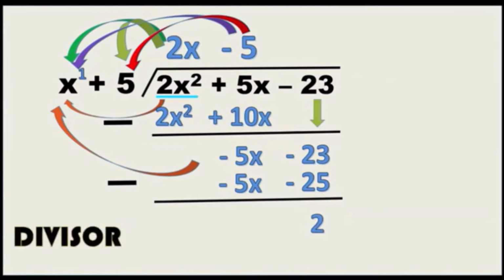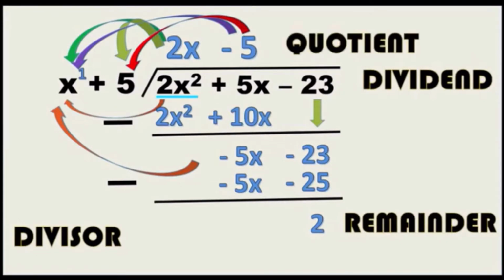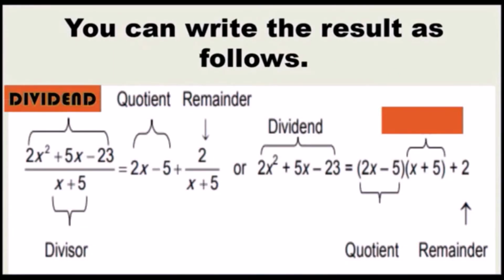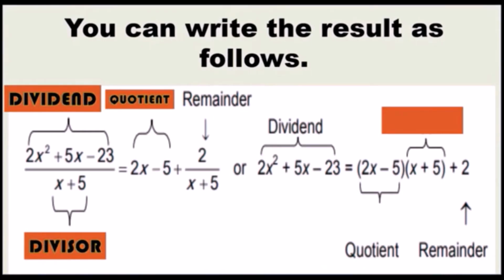Okay, so you have now the divisor. Next is the dividend, the remainder, and the quotient. So these are the parts of the process for the long division. The divisor is x plus 5. Then you have the remainder, which is 2. The dividend, which is 2x squared plus 5x minus 23, and the quotient, which is 2x minus 5. So you can write the result as follows. Look at how the expression is written, starting from the given, the answer, the quotient, and the remainder.